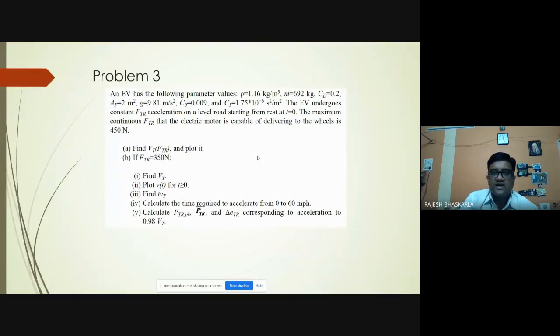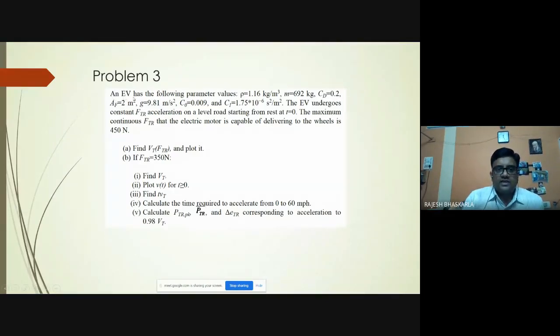These problems are not just for simply solving. Using these problems, we can understand how in real time an electric vehicle is designed. Even though the problem is simple, we get to understand how the electric vehicle is designed in the industry. So please note down this problem.